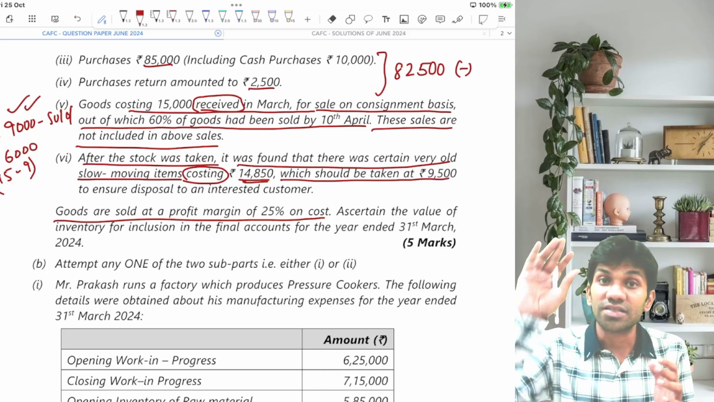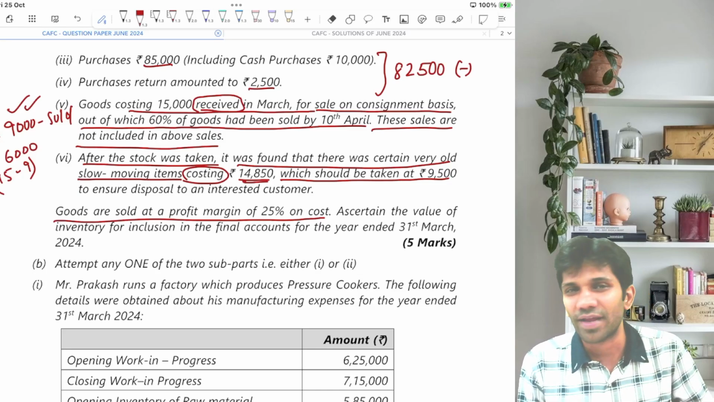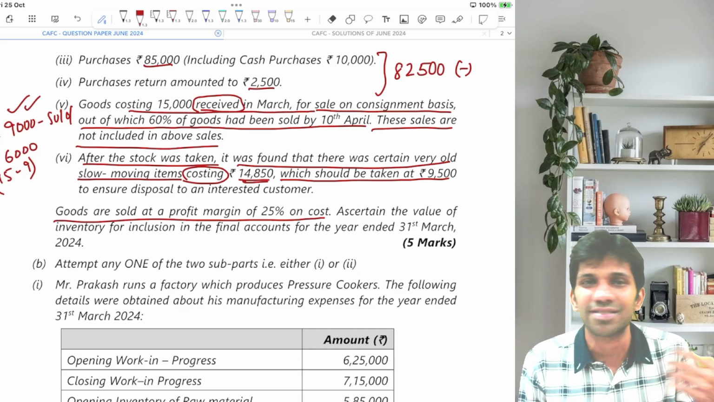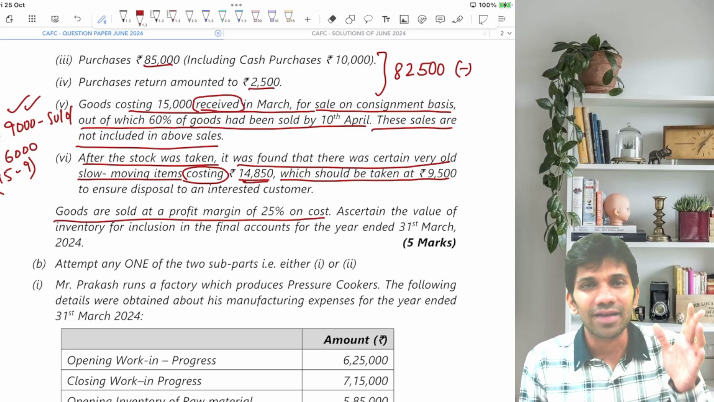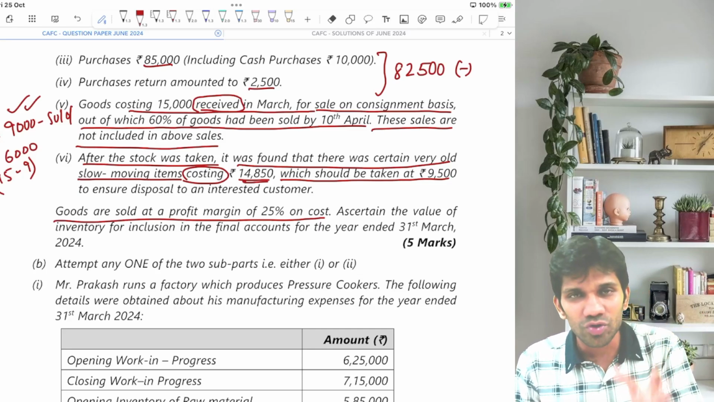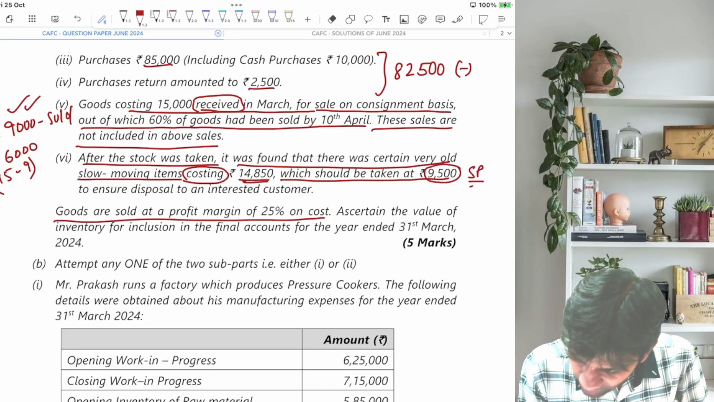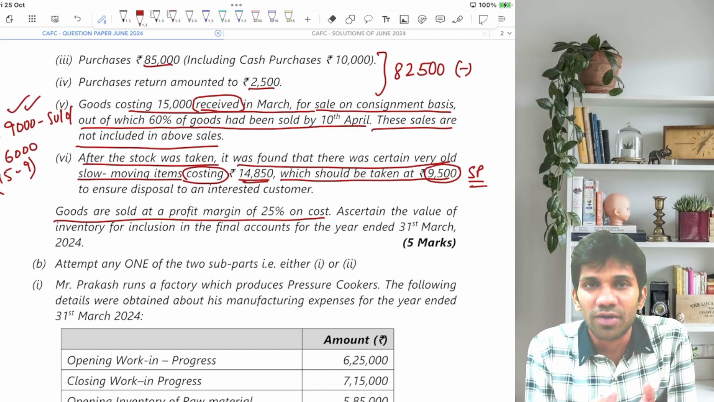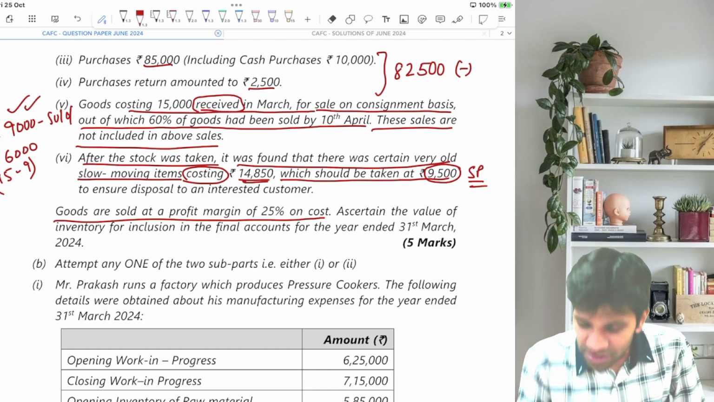Now we had purchased some goods at a cost price of 14,850. Due to outdated technology, due to slow moving, due to customers disliking the product or customers have changed their mood, we have reduced the price of the goods from 14,850 to 9,500. So can I say this is my selling price which I have kept? Means 14,850 goods I have purchased, I have kept in the showroom. Now I have kept a tag that selling price of these goods is 9,500.